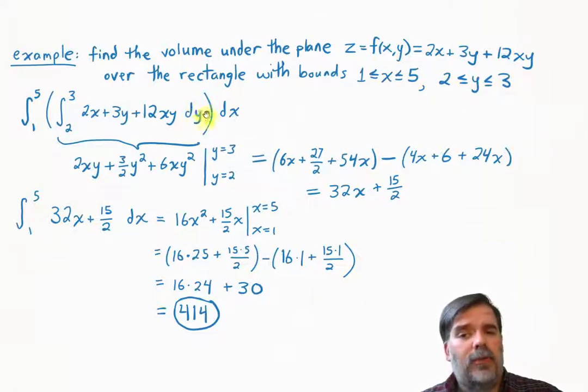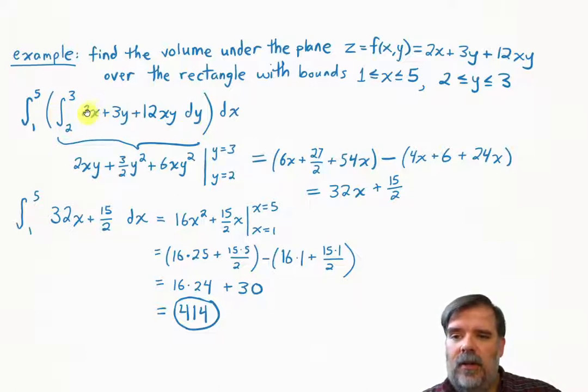We'll integrate with respect to y first, so dy on the inside, which means for this inner integral, the bounds should be the y bounds, so 2 to 3. Then we have to integrate each of these terms with respect to y. y is the variable, we need to treat x as a constant. Again, the same mindset you use when calculating partial derivatives.